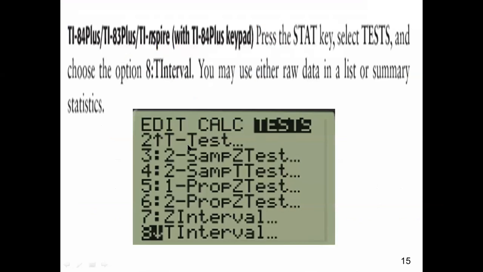I hit stat, I arrow over to test, but now rather than coming down to 7, which I did in section 7.1, I'm coming down to number 8, which is T interval. I use Z interval for 7.1. I use T interval for 7.2.